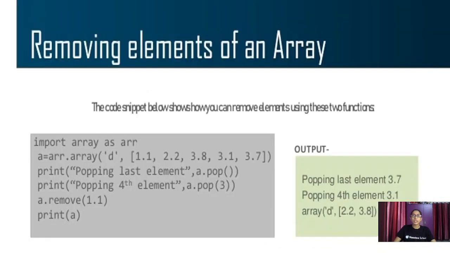So what happens when you remove elements of your array? You have to use a code snippet to remove. The code snippet to remove from the array is pop, or remove. These are the two functions: pop and remove.